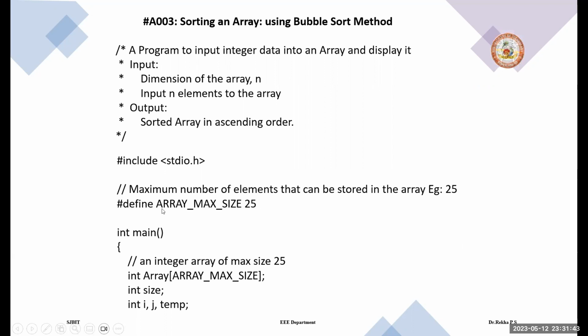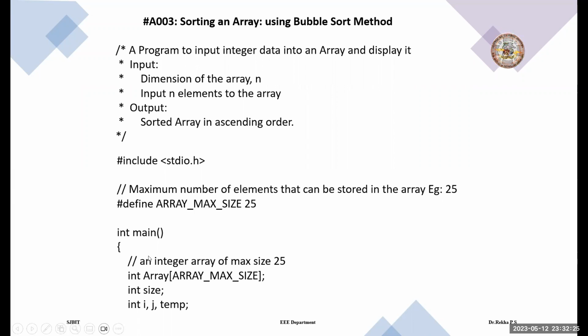This is another way of fixing the size. Suppose you want to change the value to some other value, then simply change it in this field, and it will be applied wherever the array max size is defined. That's why it's very convenient to use hash define to define the size of an array. You need not change anywhere else in the program. Only if you change here, it will be applicable in all the steps.